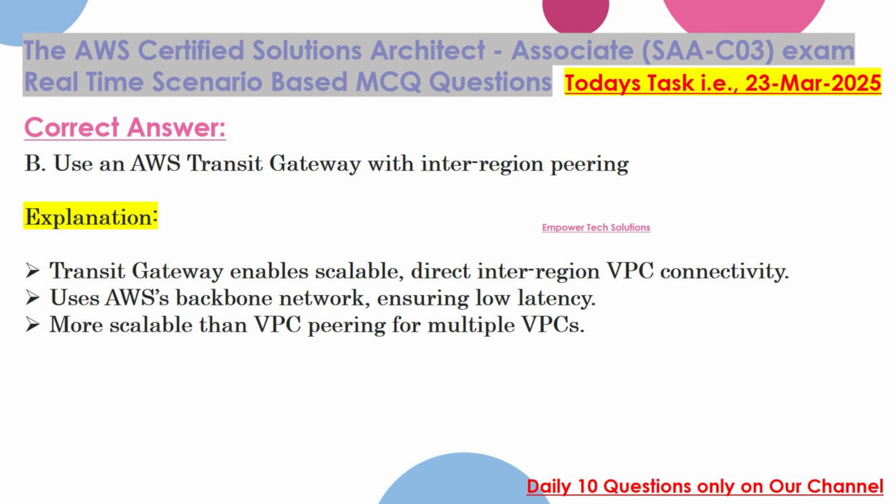Correct answer: B. Use an AWS Transit Gateway with inter-region peering. Explanation. Transit Gateway enables scalable, direct inter-region VPC connectivity. Uses the AWS backbone network, ensuring low latency. More scalable than VPC peering for multiple VPCs.